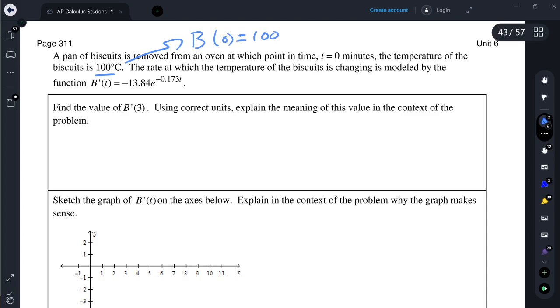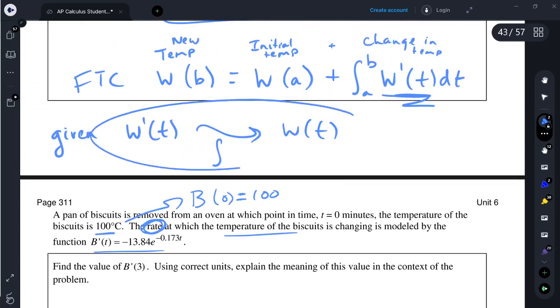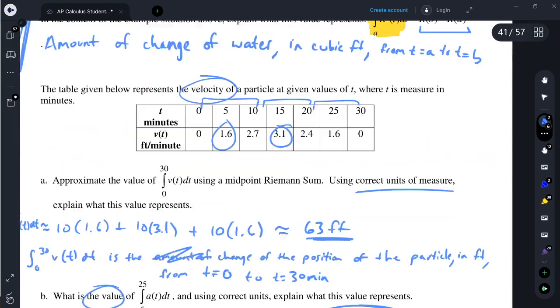So now, instead of giving us a table or something else, they're giving us a formula, and specifically this is the formula for the rate. So they're giving us the rate at which the temperature of the biscuits is changing, which is b prime. So again, this is coming way back up to here, right? If we are given the rate, if we take the integral, that's going to get us back to the amount, right?